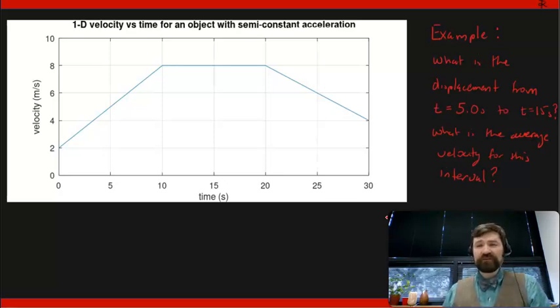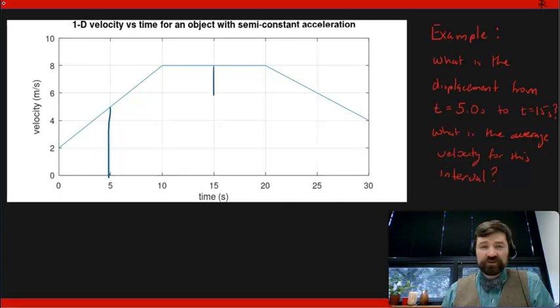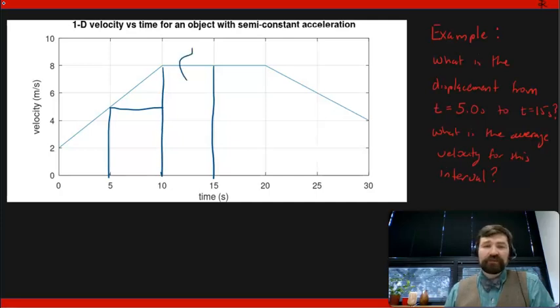And we want to know what's the displacement from 5 to 15 seconds, and also what's the average velocity in that interval. Now to answer this question, basically what we need to do is find the total displacement, which is the total area bounded by essentially the blue line and this black axis. So to do that, I can divide this into a triangle and two rectangles. This rectangle is 5 seconds by 8 meters per second. So the area is 5 seconds by 8 meters per second, which is 40 meters.